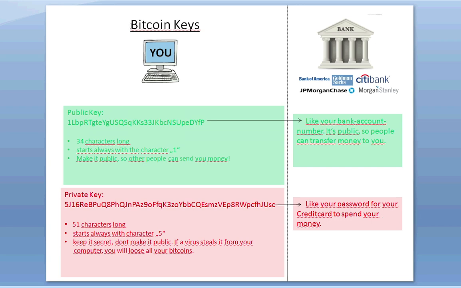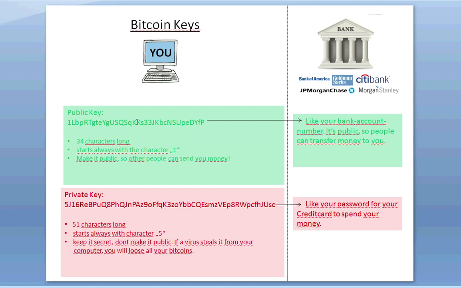What you get are the Bitcoin keys. You get a public key and you get a private key. The public key contains 34 characters and always starts with the character 1. You see that here. Make it public so other people can send you money. Then you get your private key, 51 characters long, which always starts with the character 5. You see that here. Keep it secret, don't make it public. If a virus steals it from your computer, you will lose all your Bitcoins.